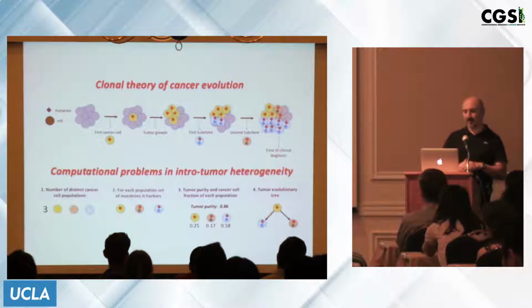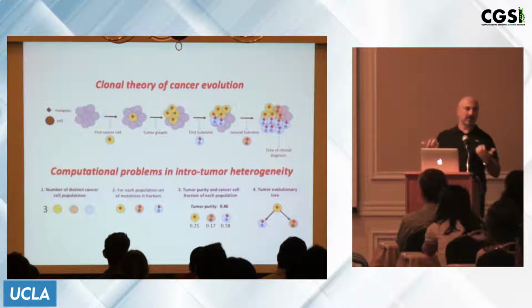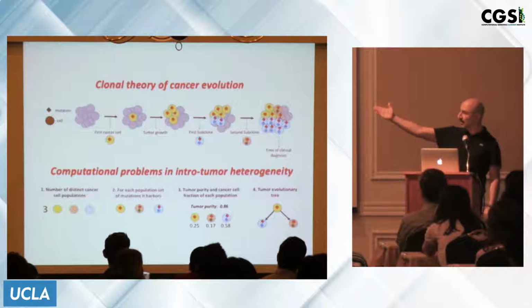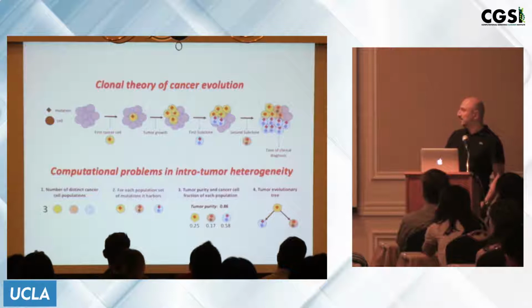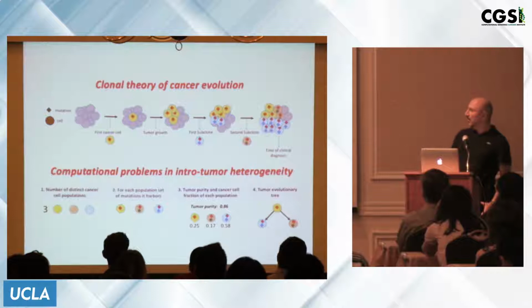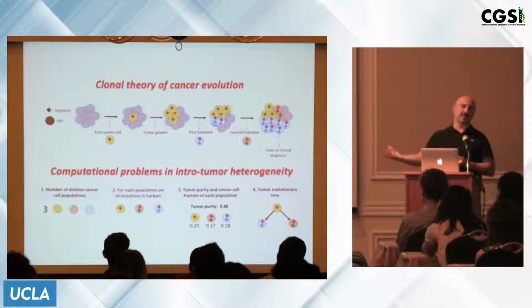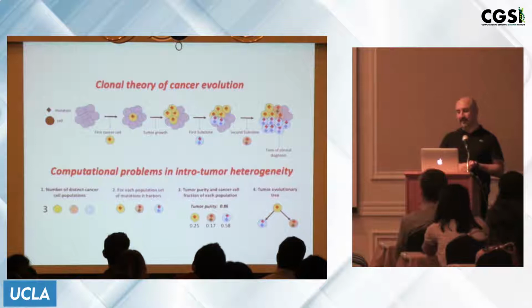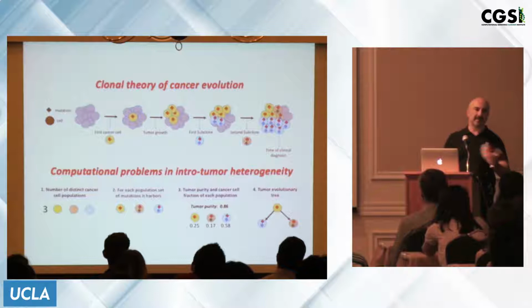So now that we have a lot of sequencing data, mostly bulk, but single cell techniques are emerging, we can answer several important questions about tumor evolution. For example, how many distinct cell populations are there? Number one, for this particular case, maybe three. The next question is, for each population, what kind of mutations they harbor? Third, what is the fraction of each cell population in the tumor? There's obviously normal contamination too. And finally, how exactly did these cell populations evolve? So we'll try to address these questions simultaneously.